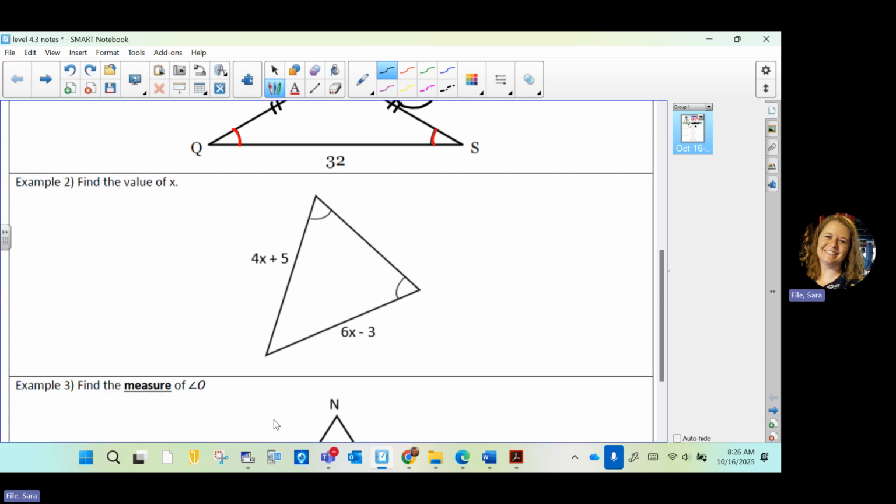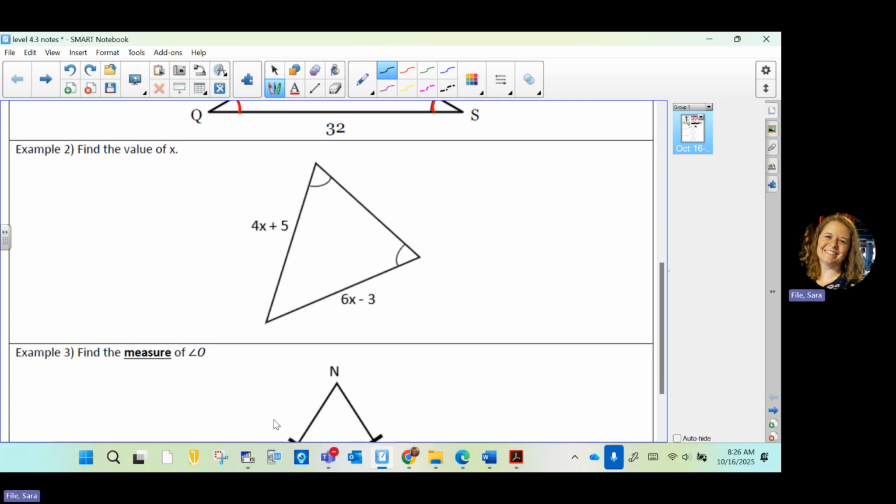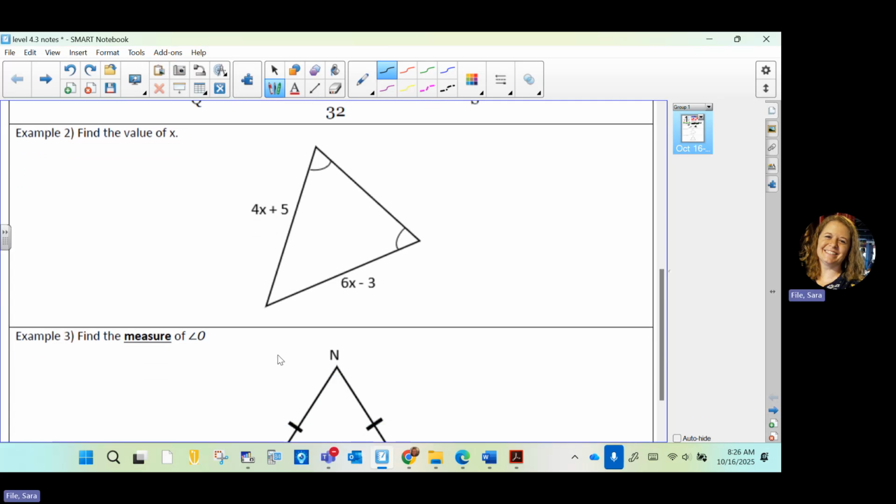What do the angles of a triangle always add to? 180. So if it was base angles and vertex angle you were working with, you know the sum's always 180. But when we're talking side lengths, there's not a set sum that it always equals.